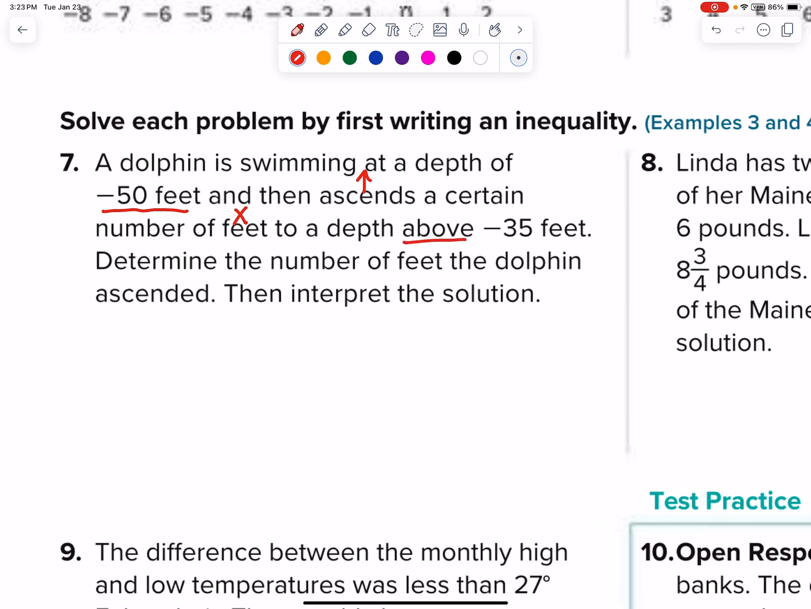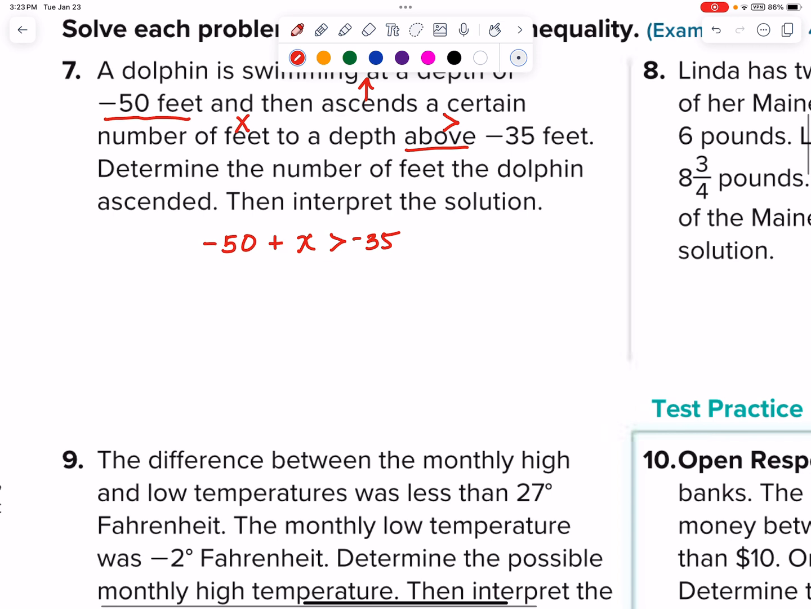Does it include -35? Nope. It has to be greater than. Okay, so let's go ahead and set up the inequality. It says we start at -50 feet, and then we go up, which would mean addition, a certain amount of feet. So I'm going to do my x to a depth above -35. Then you need to go ahead and solve that and write the answer.